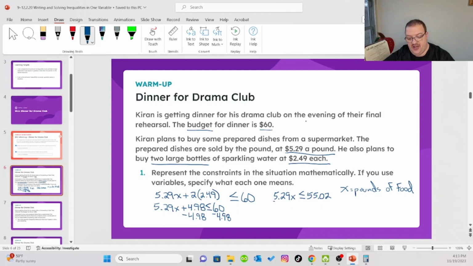Now I need to divide both sides by the $5.29 per pound. And we find out that the pounds of food must be less than or equal to approximately 10.4. So we could buy exactly 10.4 pounds of food, or we could buy less than 10.4 pounds of food. We just can't buy more.